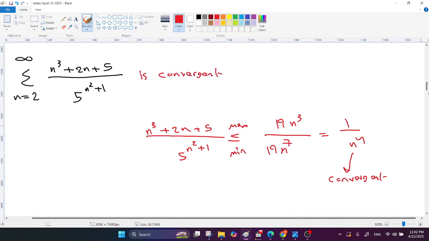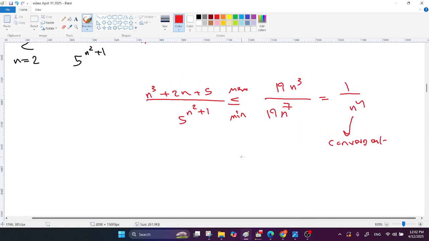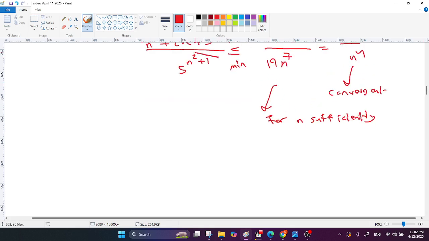Okay? And here you should write for n sufficiently large, okay? I have here exponent n squared plus 1, so I know it will be sufficient from the start. But let's check. I need 19 n to 7. Remember that 5 to n squared plus 1, I minimized it to 19 n to 7. So let's see why this is true. Less than or equal to 5 to n squared plus 1.